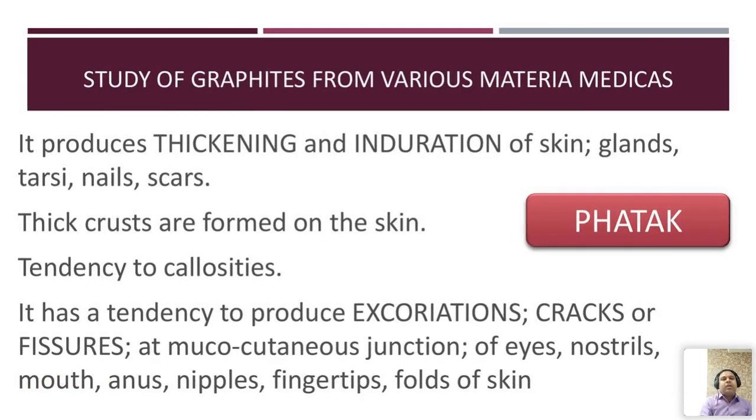It produces thickening and induration of the skin, glands, tarsi, nails, and skin. So in this respect, it becomes comparable to calcarea. Glandular affinity and induration of that. So it becomes closer to the calcarea group, because it has also a carbonate element in it. So thick crusts are formed on the skin, with a tendency to callosities. It has a tendency to produce excoriation, cracks or fissures at the mucocutaneous junction, particularly at the eyes, canthi, nostrils, mouth, anus, nipples, fingertips, folds of skin. Next, please.